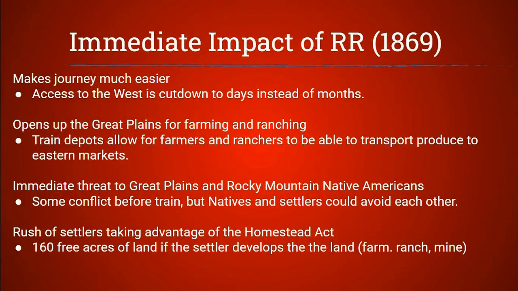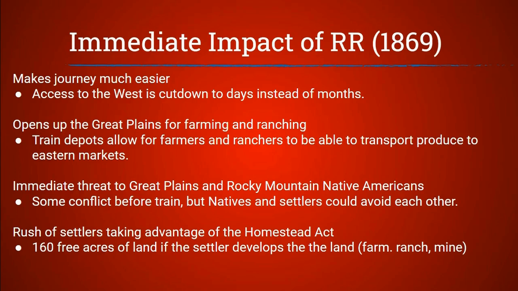Next, let's look at the immediate impact of the Transcontinental Railroad. First, it makes the journey to the West much easier. The travel time goes down to days or weeks instead of months, and gets rid of many of the dangers of travel. It also opens up the Great Plains for farming and ranching. Depots along the route allow for farmers and ranchers to be able to transport their produce to eastern markets efficiently.